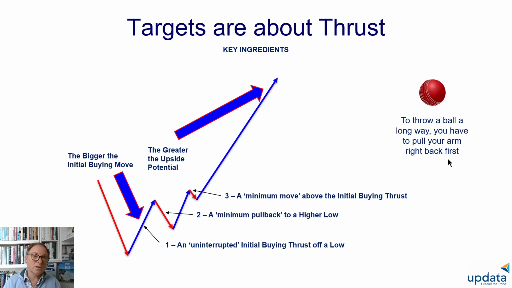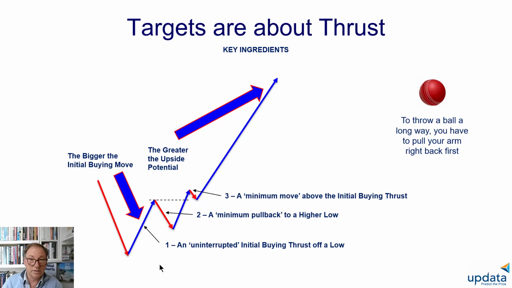Now, targets are about thrust, and I've got a cricket ball here, and the idea is if you're on the far outfield of a cricket pitch, to be able to throw this ball all the way to the middle of the ground, you're going to need to pull your arm all the way back. It's not going to work if you just do it from here. You're going to have to pull your arm all the way back and give it a really good thrust, which will then in turn mean that it goes further. So targets are very much about thrust.